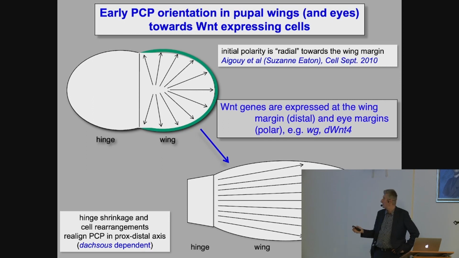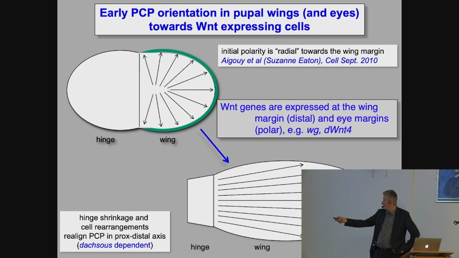That's also one of the reasons why it was missed, because what we usually look at is this late-stage proximal-distal polarity, but when it's established, it's radial, and there is Wnt expression along the margin, wingless and Wnt4. And so when Suzanne Eaton established that polarity is already present at this stage, obviously it opened many people's eyes, and we started looking at it.